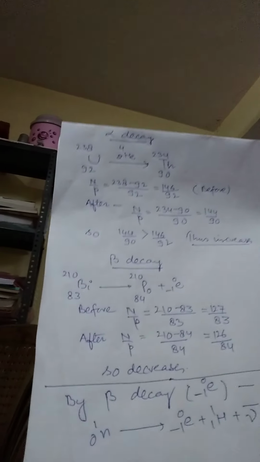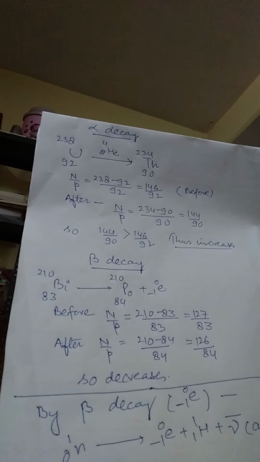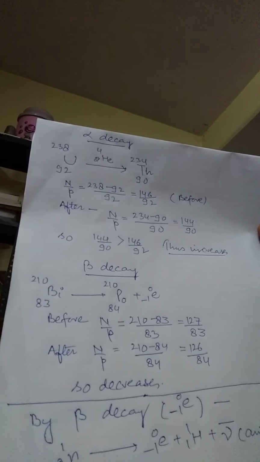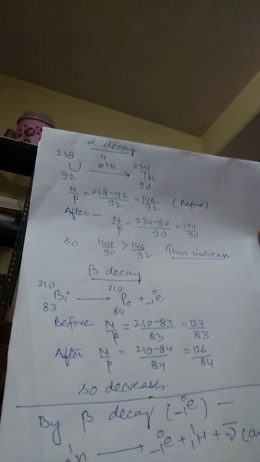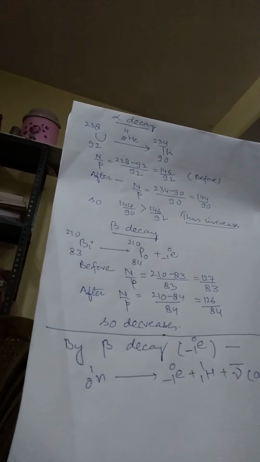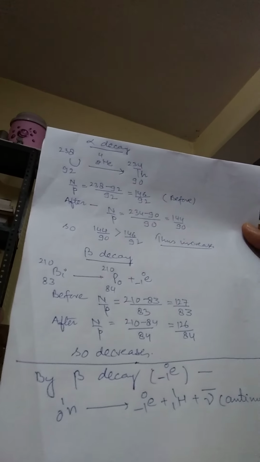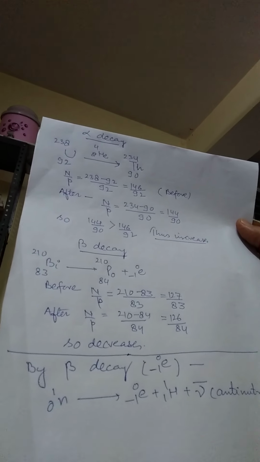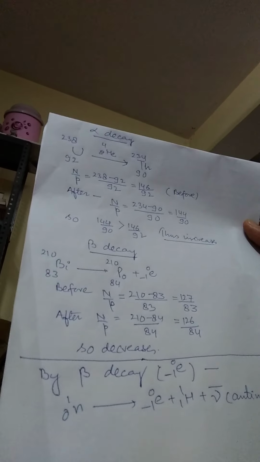Similarly, you can say the decay of beta. Bismuth is the example. Polonium is formed. Neutron proton ratio initially, neutron proton ratio afterwards. So there is decrease. I think it is all right now.